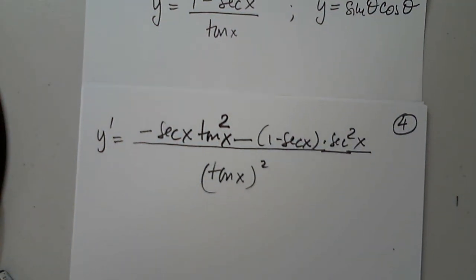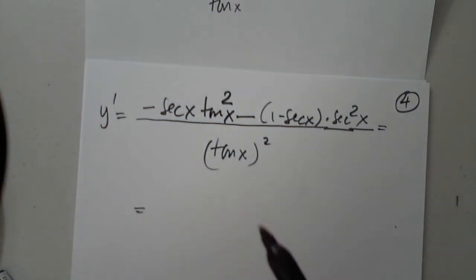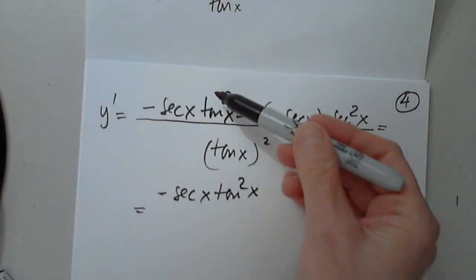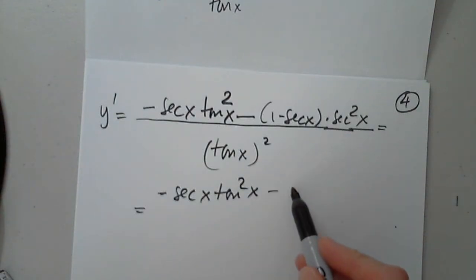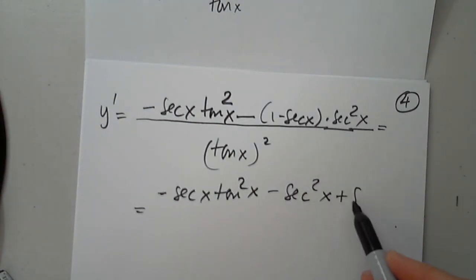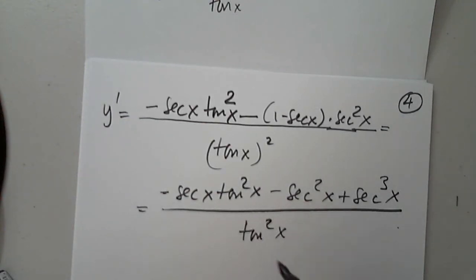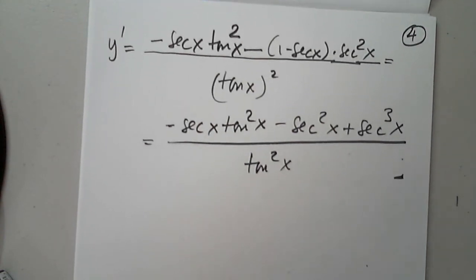You don't have to do anything else. I'm happy with it, but let's clean it up a little bit. For this one, we're not doing anything else with it, but let's try to clean it up a little bit. So negative secant x tangent squared. Please do not be tempted to do anything here. That will be a tragedy. Okay, minus secant squared x and plus secant cubed over tangent squared. I'm fine with this. It can be further simplified a little bit, I'm pretty sure, because when I factor secant, I get tangent plus secant. I'm fine with it. Let's take a look at the other one.